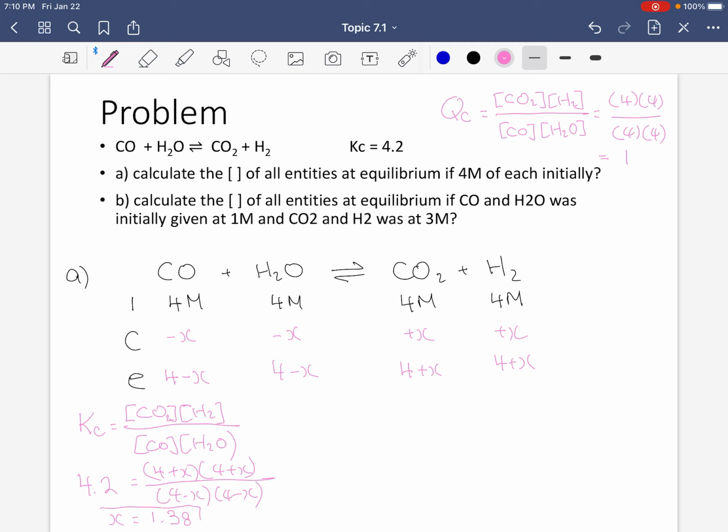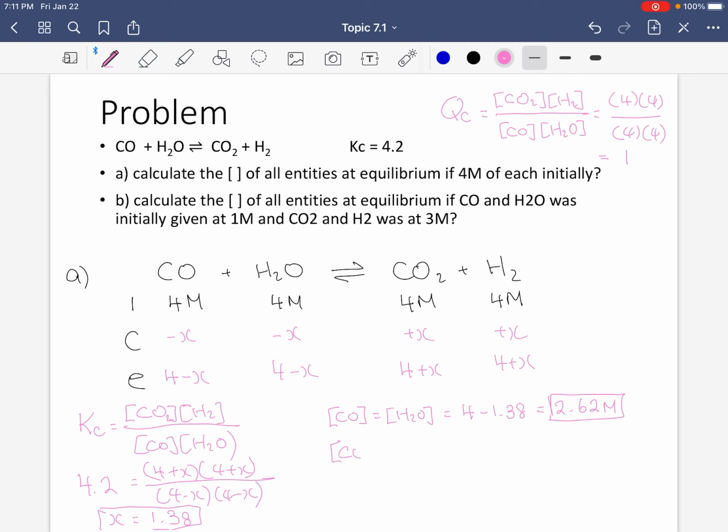I already did this earlier. So x is 1.38. Oh man, I hope I'm right. So all you have to do is plug them back in. So carbon monoxide is equal to water, which is equal to 4 minus 1.38. That will give you 2.62. Makes sense.